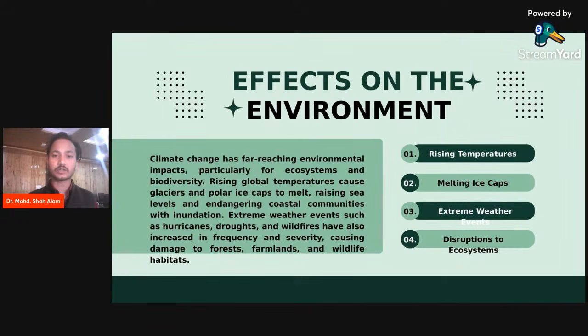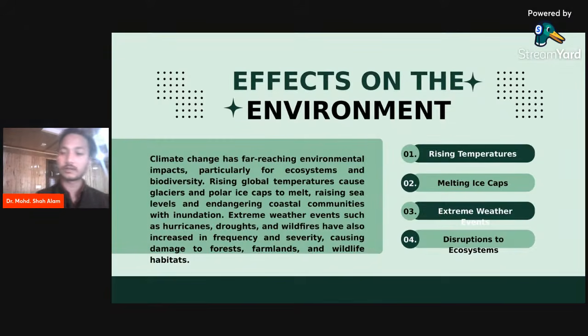Next, the effect on the environment. Climate change has far-reaching environmental impact, particularly for the ecosystem and biodiversity, raising global temperature, causing glaciers and polar ice caps to melt, raising sea levels and endangering coastal communities and Indonesians. The major effects on the environment will be the rising temperature, melting of ice caps, extreme weather, and disruption to ecosystems.